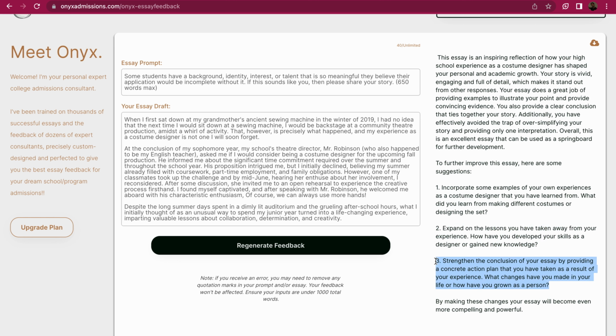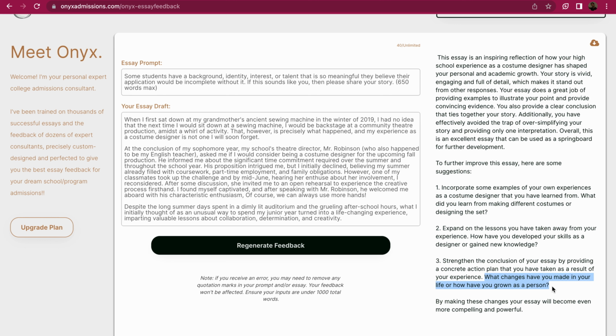And then finally, back to the conclusion. You'll see this reiterates exactly from the last feedback. And the beautiful thing about Onyx is that you get dozens and dozens, hundreds of feedback if you want for the same essay draft. And those things that repeat strengthen the conclusion, giving a specific way to do that, a concrete action plan for what you're going to do moving forward. What are the future implications? And then that last question there, directly asking you, what changes have you made in your life? How have you grown? That is so critical.